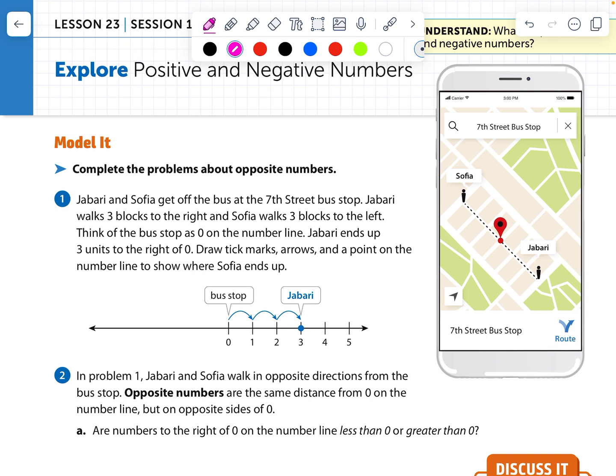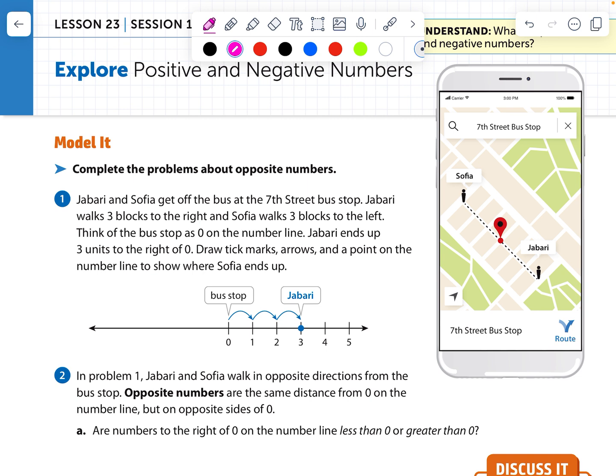So Jabria and Sophia get off the bus at the 7th Street bus stop. Jabria walks 3 blocks to the right and Sophia walks 3 blocks to the left. Think of the bus stop as 0 on the number line. Jabria ends up 3 units to the right of 0. Draw tick marks, arrows, and a point on the number line to show where Sophia ends up.